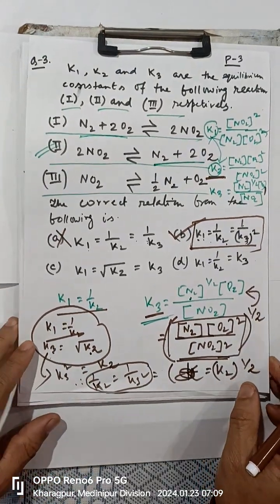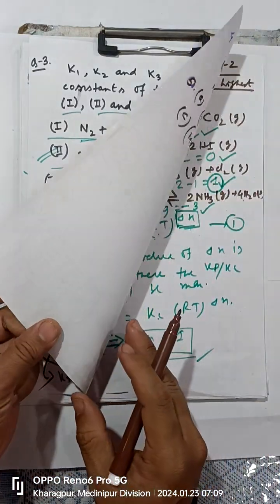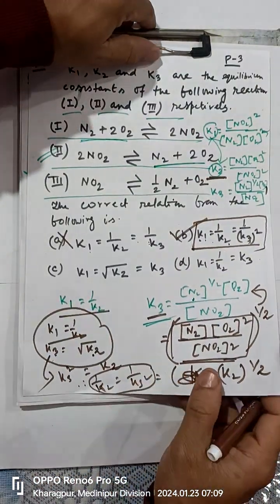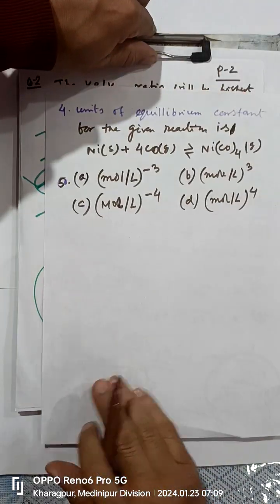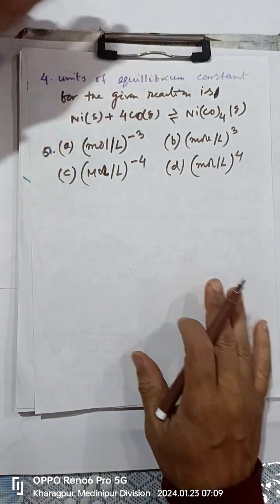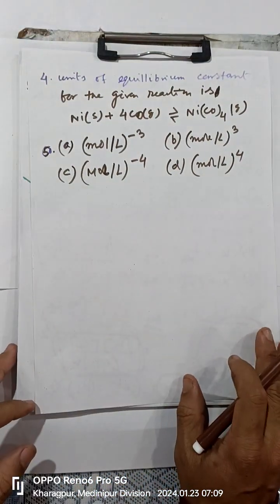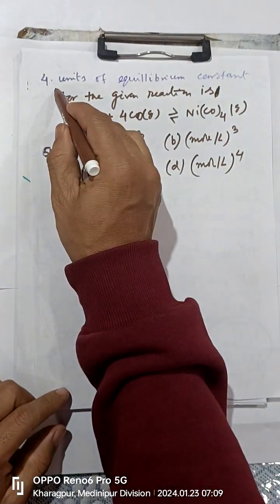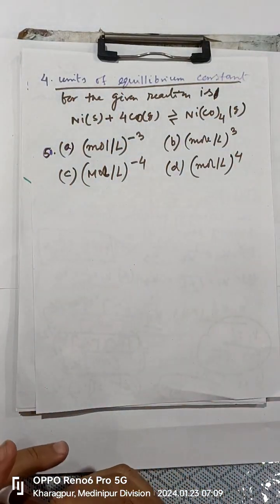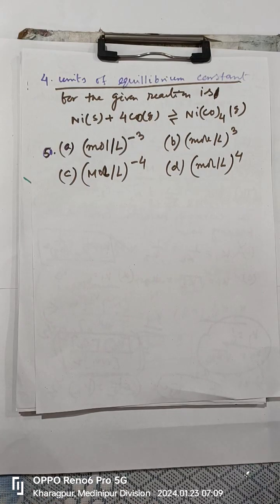I think it is also clear to all of you. It's a very simple and interesting question. Now the question number 4, units of equilibrium constant, where the students make some mistakes.